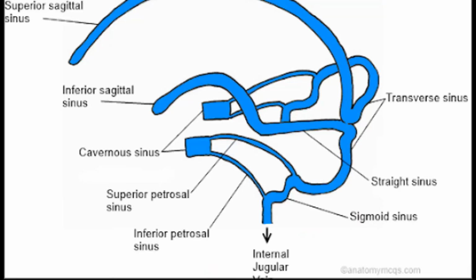On to the last part of my video, the venous drainage of the brain. So you've got the superior and the inferior cerebral veins. They drain into the superior and the inferior sagittal sinuses. All the sinuses eventually drain into the sigmoid sinus, which drains into the internal jugular vein.